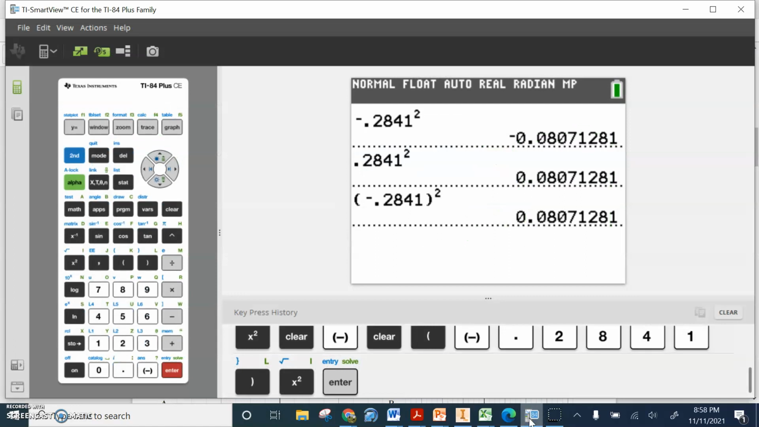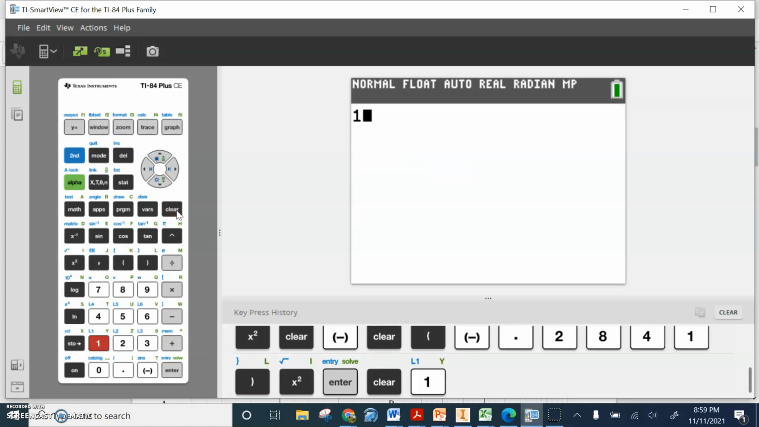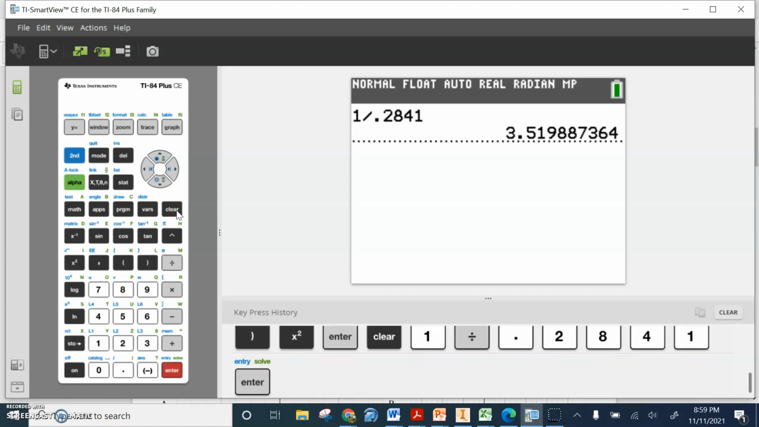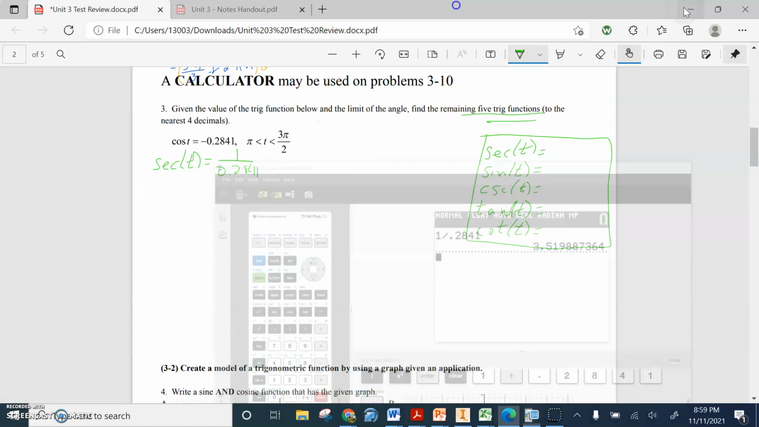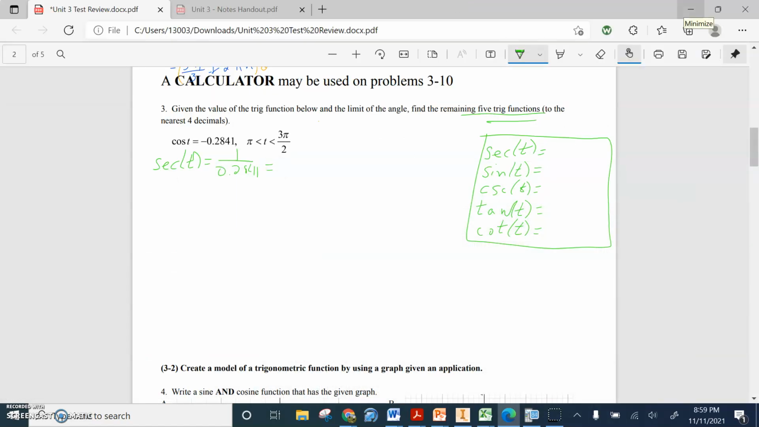So I'm going to clear that out. 1 divided by 0.2841. And yes, I do know that I did not put a negative sign, but all that means is my answer will eventually be negative. So my answer will be 3.5199. So secant is negative 3.5199.